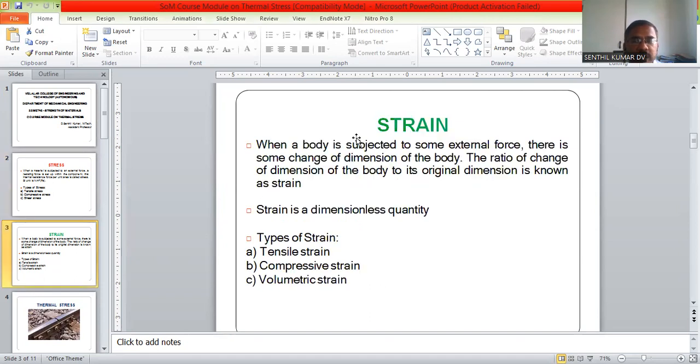Then what is strain? Under the action of external force, there will be some changes in the dimensions of the component. The change in the dimension to the original dimension is known as strain. When the component elongates, it is known as tensile strain. When the component shortens, it is known as compressive strain. And if there is a change in the volume of the component, such a strain is known as volumetric strain.